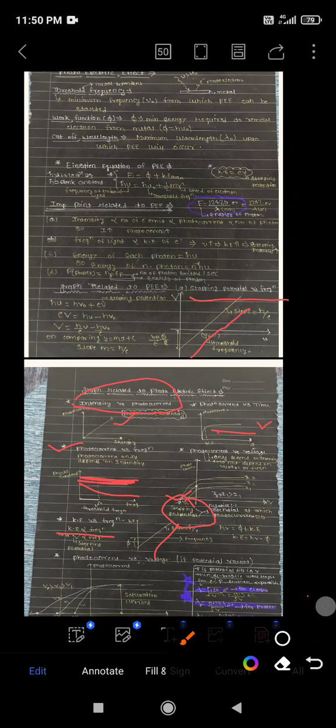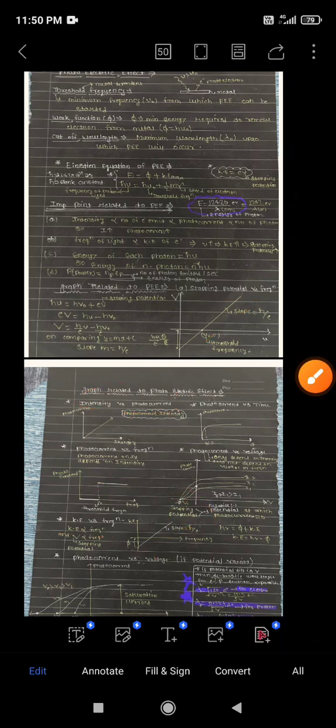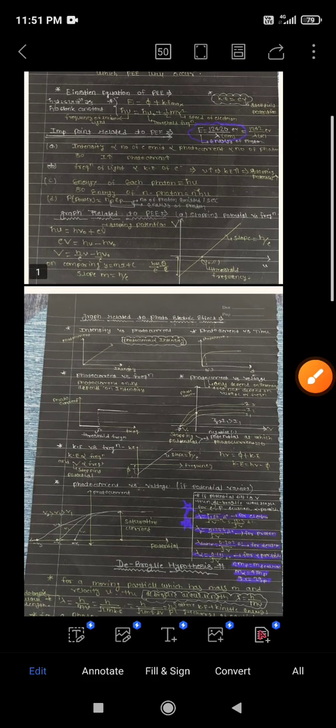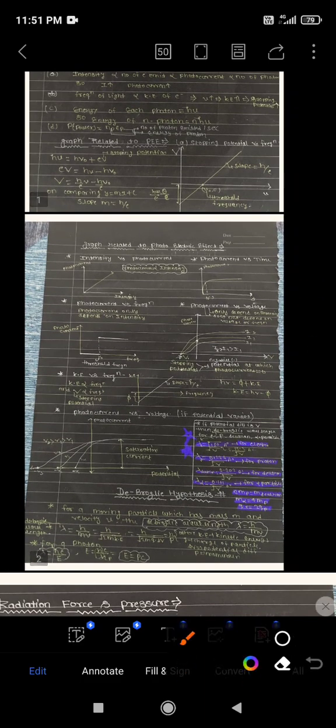Now the curve between photocurrent versus voltage. As we know, photocurrent does not depend upon voltage, it only depends upon intensity. So for different voltages, the photocurrent is the same.